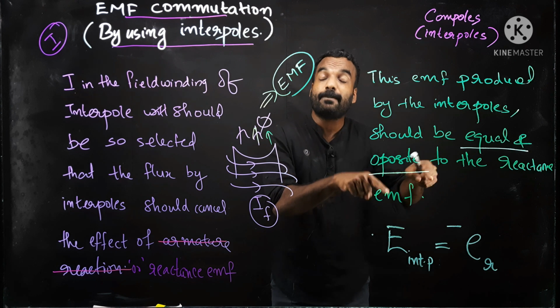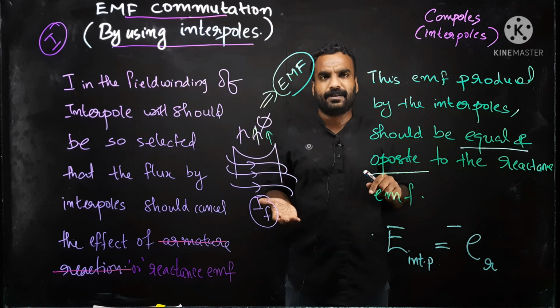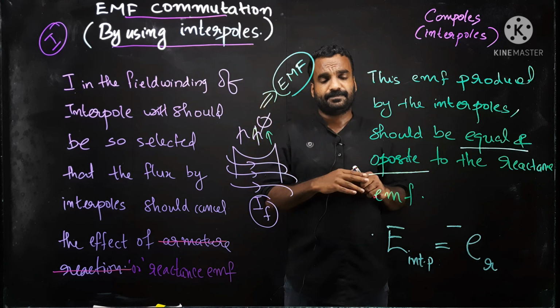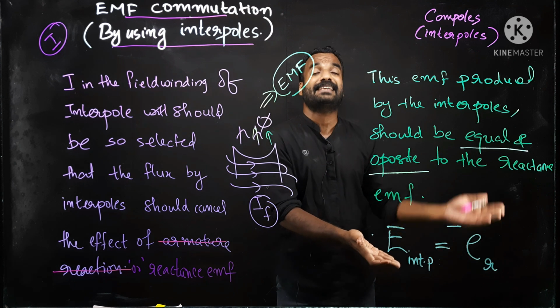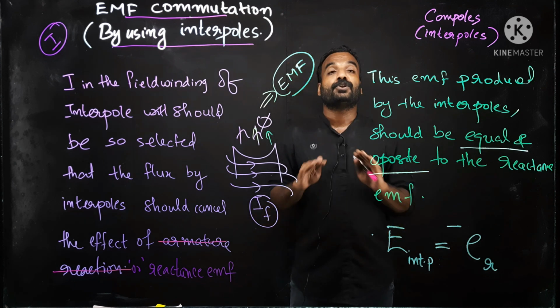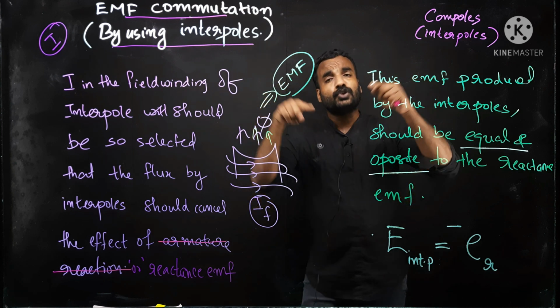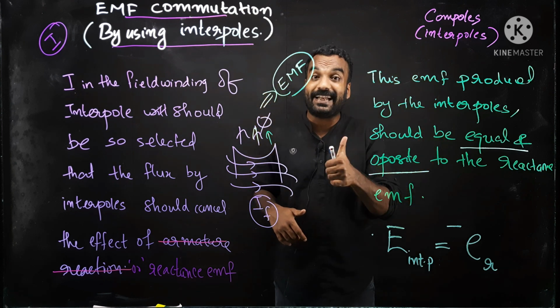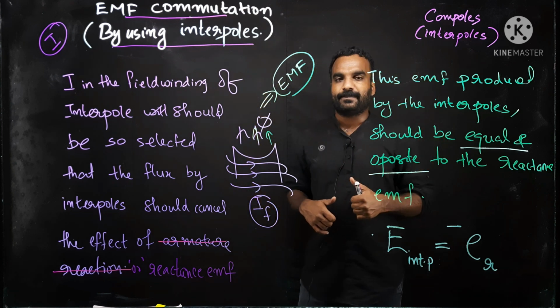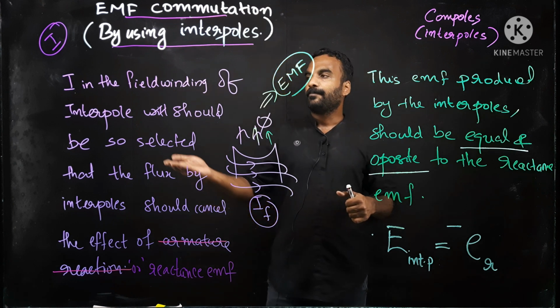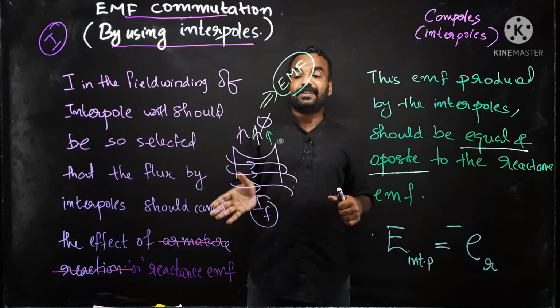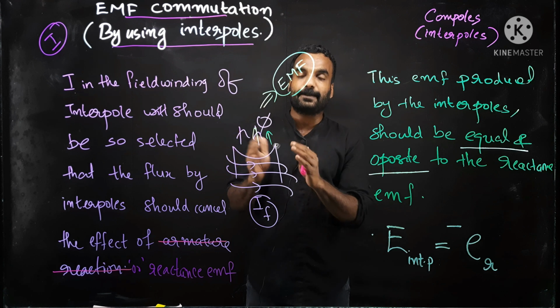If reactance EMF is there, what happens? Commutation will get delayed. But if reactance EMF is exactly cancelled, no reactance EMF is present, so your commutation will be ideal, perfect commutation. That is the point. So initially, you have to create some interpoles.